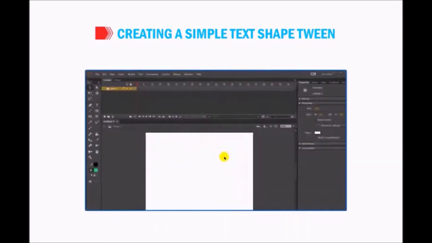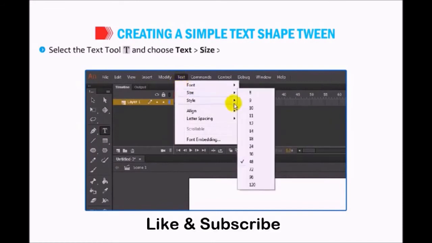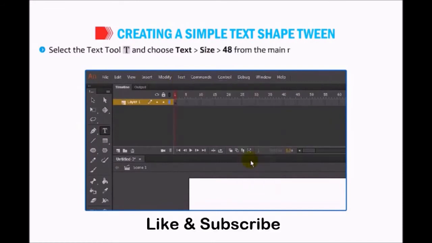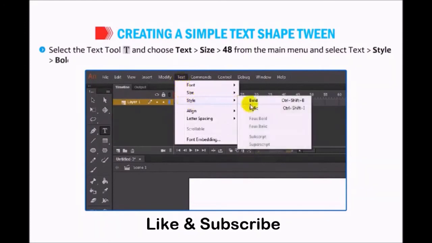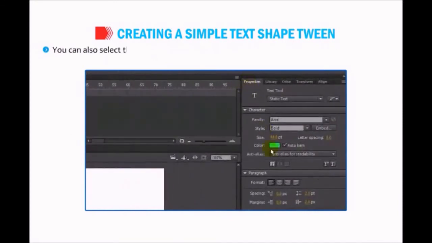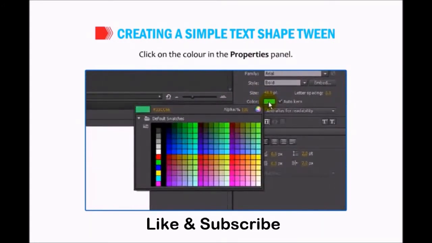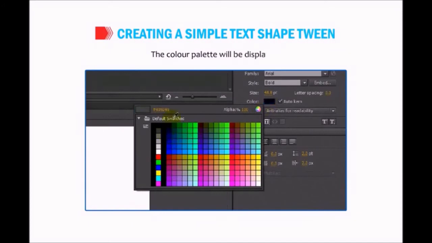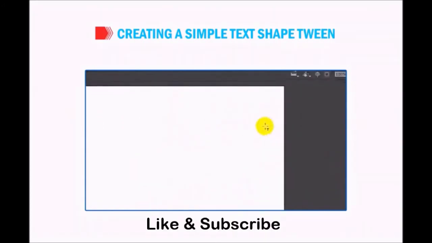Let us try. Select the Text tool and choose Text, then Size, then 48 from the main menu and select Text, then Style, then Bold to make the text thick. You can also select the font, size and style from the Properties panel under the Character section. Click on the color in the Properties panel. The color palette will be displayed. Select any color of your choice.